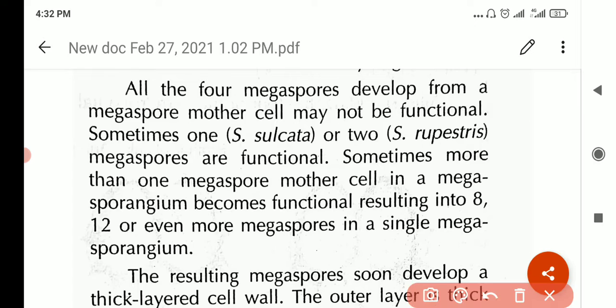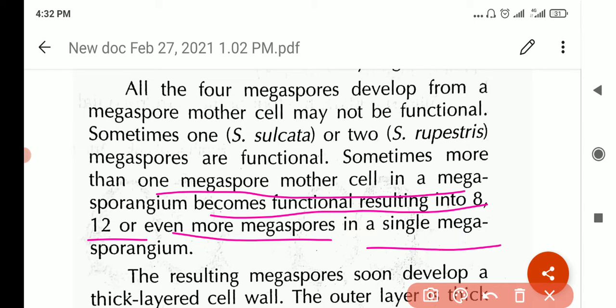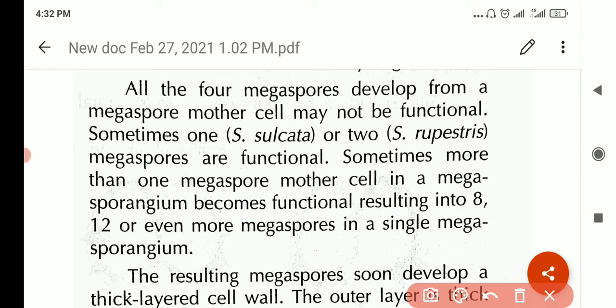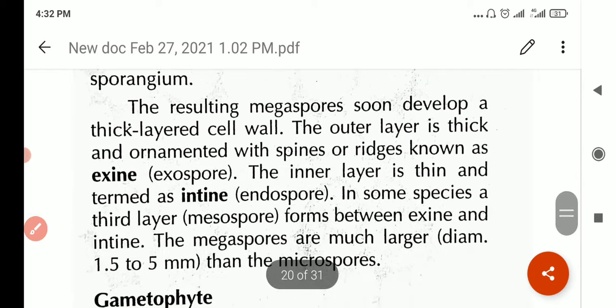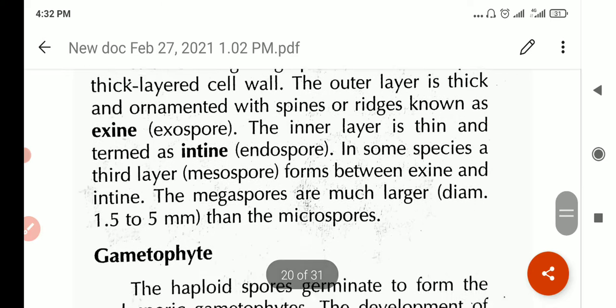Sometimes more than one megaspore mother cell becomes functional, resulting in 8 or even more megaspores in a single megasporangium. So it's not exactly one, sometimes it can be more. Then this megaspore will develop a thick cell wall, and it will have lots of spines and ridges known as exine, and it will have a thin intine.